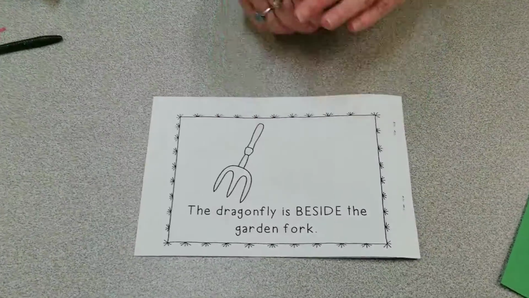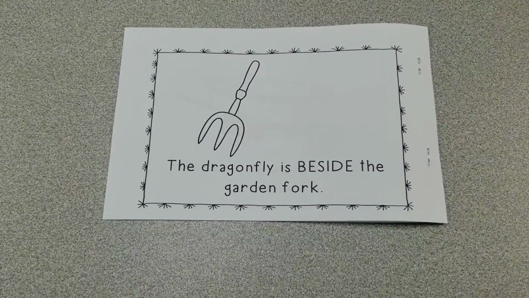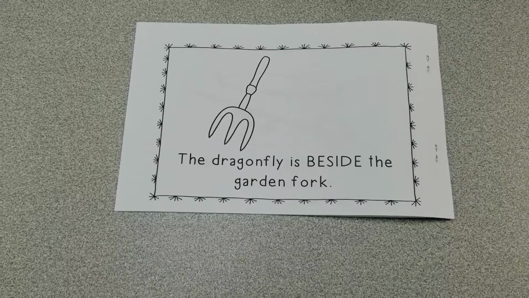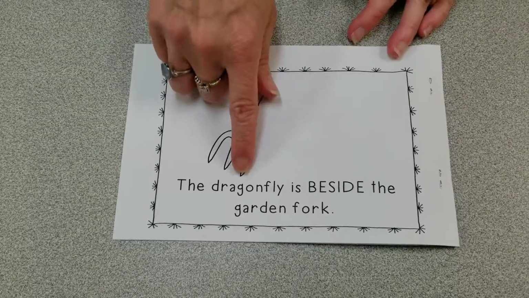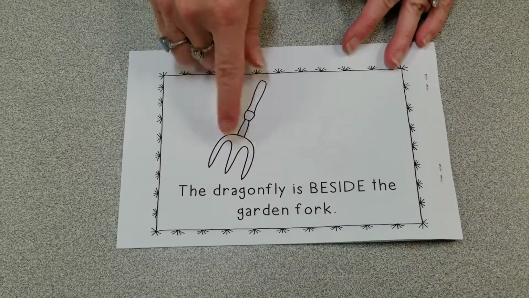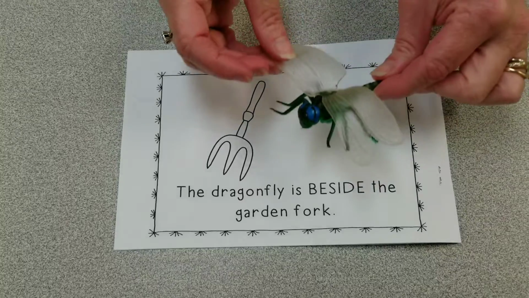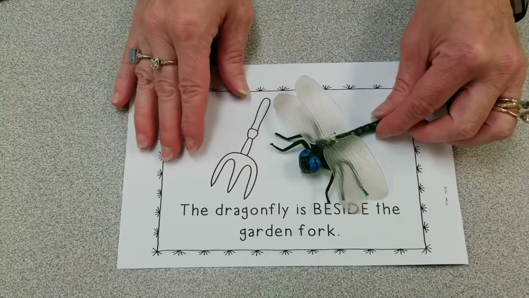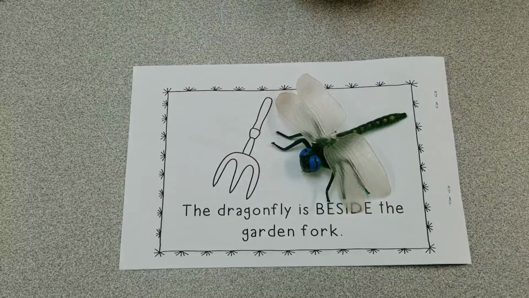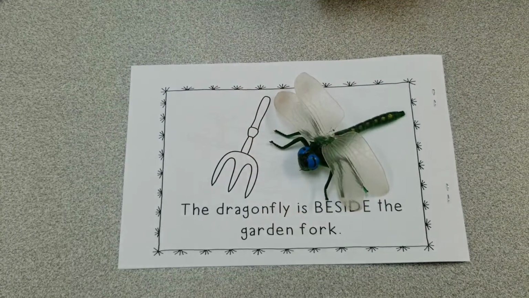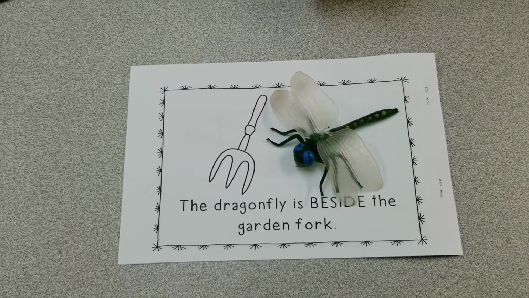And then the last one says the dragonfly is beside the garden fork. We talked about some gardening tools, and that's a garden fork. And here's a dragonfly. This is a big one that we used in our lesson earlier, but there's a dragonfly beside or next to the garden fork.